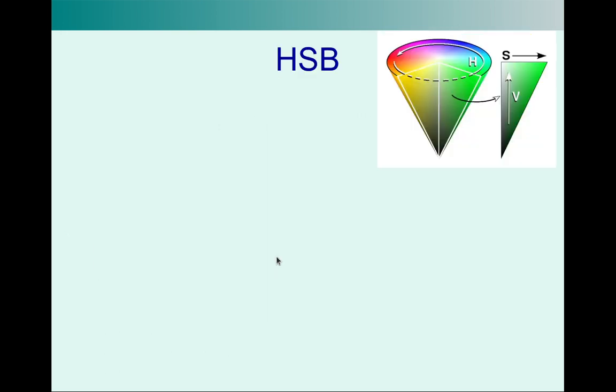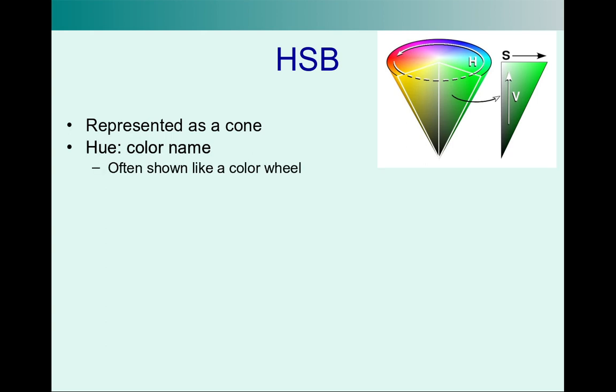Coming to the next color model, which is HSB: hue, saturation, and brightness. That is represented here. The colors are represented as a cone. Now, the meaning of hue. The hue means the name of that color. This is most of the time shown as a color wheel, as can be seen here. Here, the hue is expressed as a numeric value, which is nothing but the degree at which the color is on the color wheel.